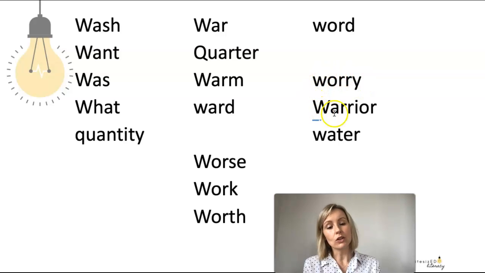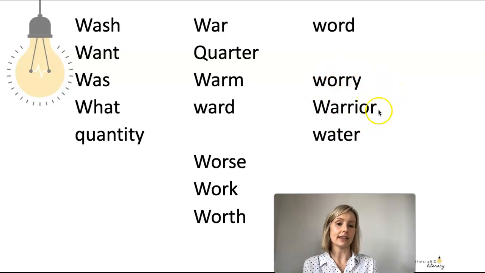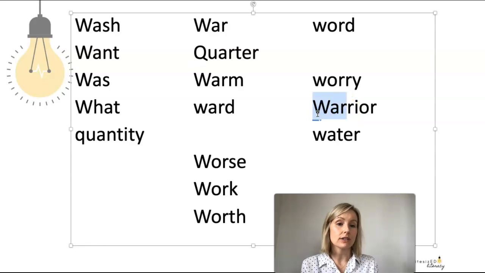And then we can learn how to spell warrior and worry, or warrior, as in someone who worries, together. And the way we're going to remember that is a warrior is related to war. Okay, so they go to war. And the other worry is going to be the OR.